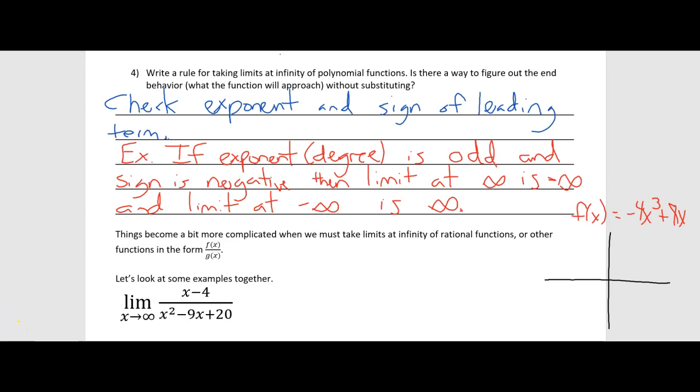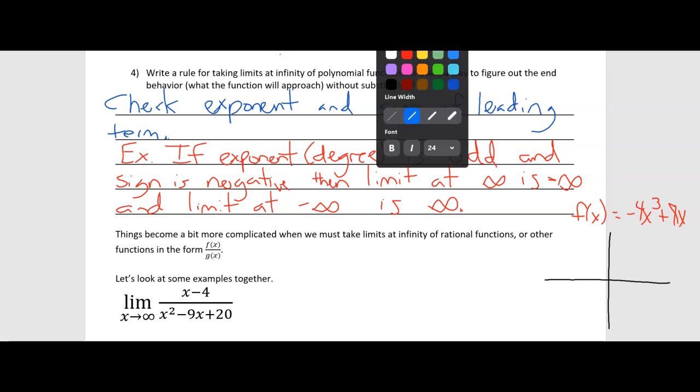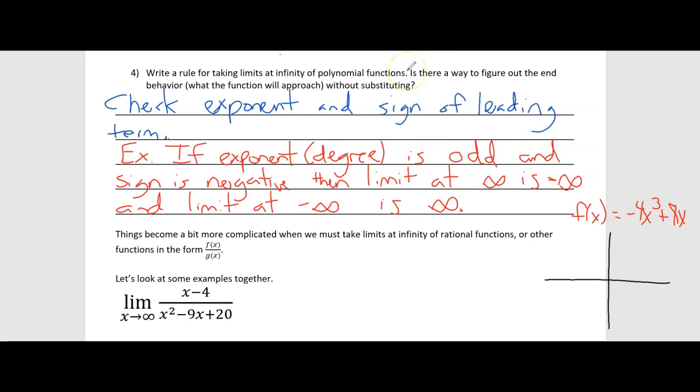All right, so I put the answer that I came up with on here. I'm just going to read it as you read it along with me. So check the exponent and sign of the leading term. That is what matters, as long as the polynomial is in standard form, of course. The other terms do not play a significant role, so we do not have to worry about them.